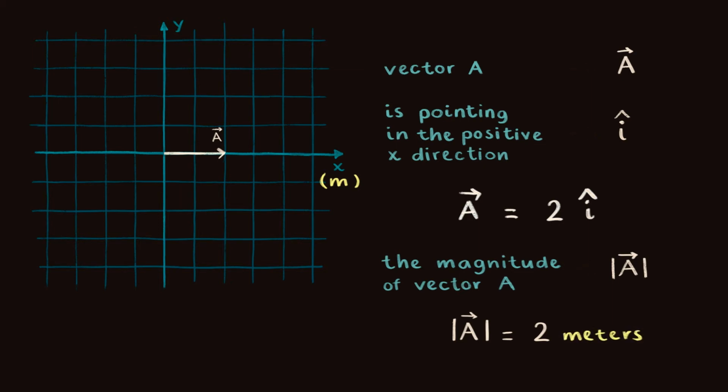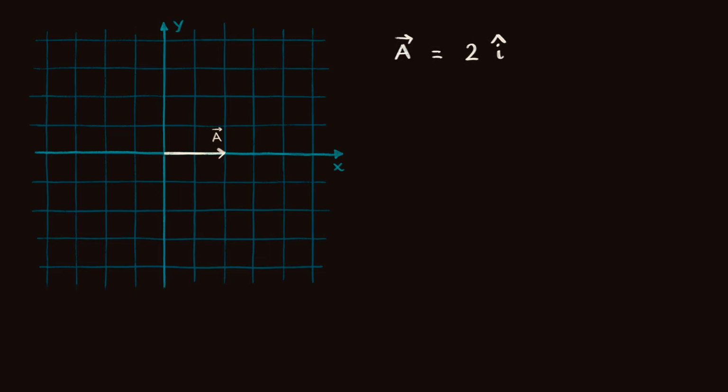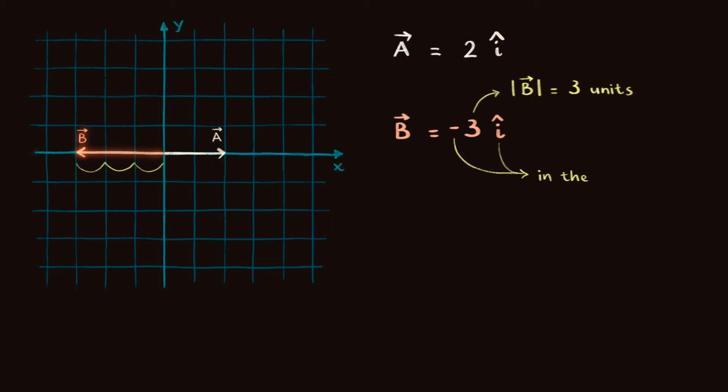Using this convention, we can express this new vector B as -3 units i hat. This notation tells us that vector B has a magnitude of 3 units and it's pointing in the negative x direction. As mentioned earlier, the magnitude of a vector is always positive, so this minus sign actually belongs to the i hat and its job is to tell us that the vector is pointing in the negative x direction. The minus sign can be placed in front of the i hat to emphasize this fact. However, you will often see it come at the front of the notation because it looks cleaner this way.